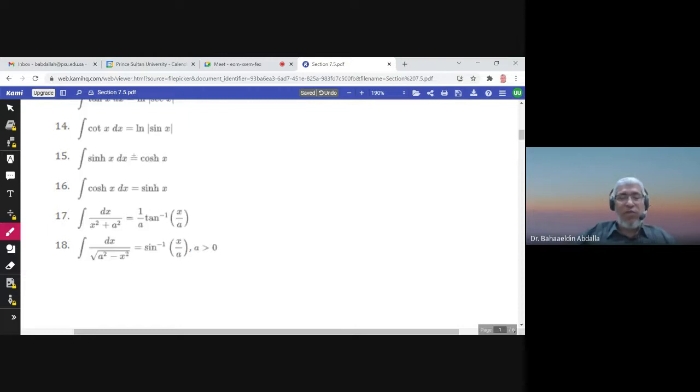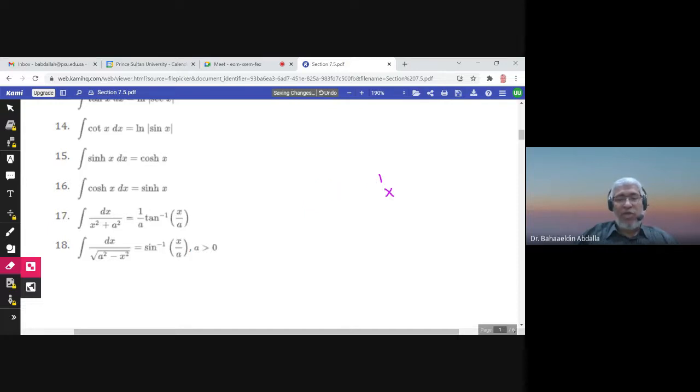The integral of sinh is cosh, integral of cosh is sinh, and this is also integral of 1 over x squared plus a squared. We have seen that the integral of 1 over x squared plus 1 dx is tan inverse x, and now we are generalizing this formula. If we have a squared instead of 1, we will have 1 over a tan inverse x over a.